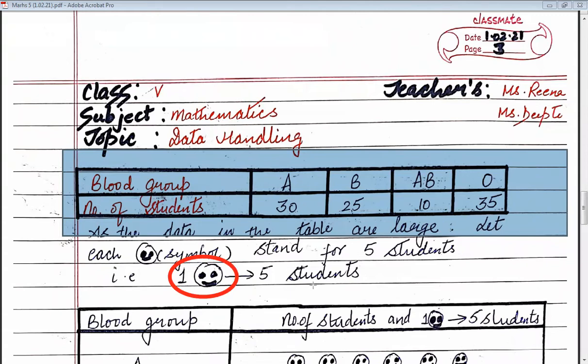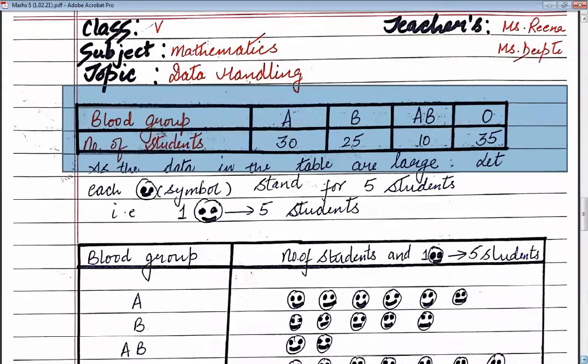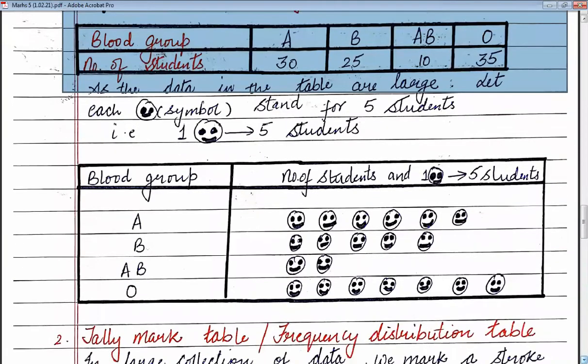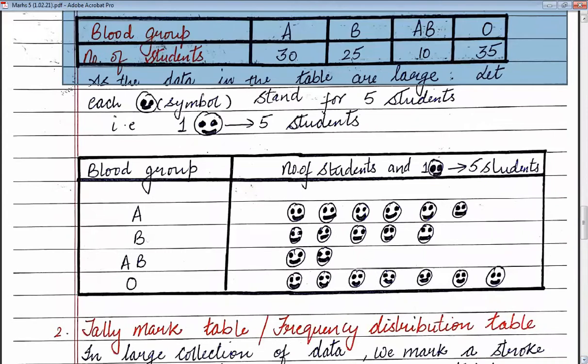Here, what key have I taken? That my one face is going to represent 5 students. Okay, so it means two faces will show 10 students, then 5 faces will show 25 students. Okay, so now let's represent this given information in the form of pictograph. So just remember, here I have not taken triangle, here I have taken a face.